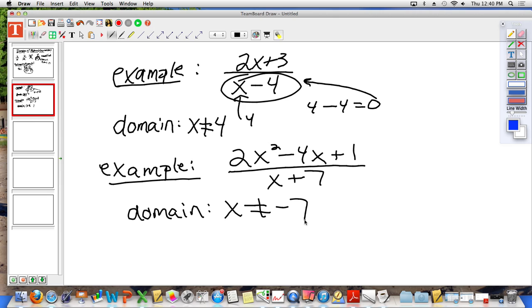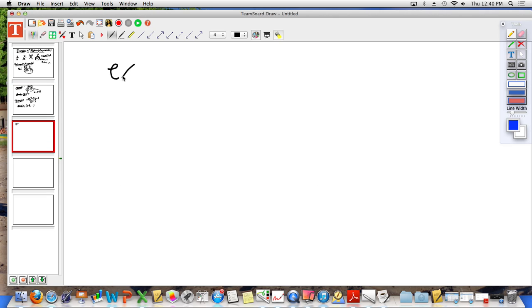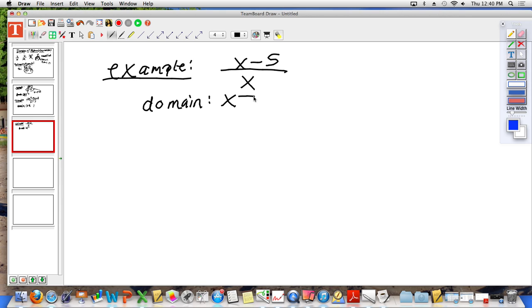Another example. Another page. Example. Let's just put EX. What about x minus 5 over x? That's a tricky one. What values of x could I put in for x on the bottom that would get me 0? 0. Okay, so it wasn't so hard, right? So we have a domain of x can't be 0.